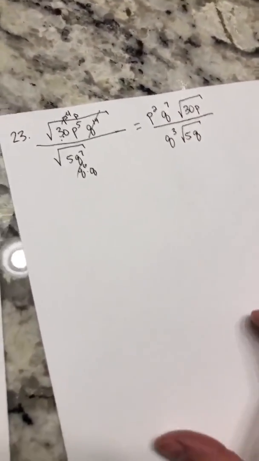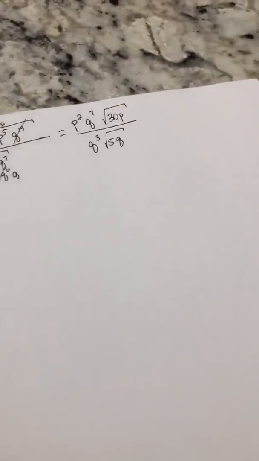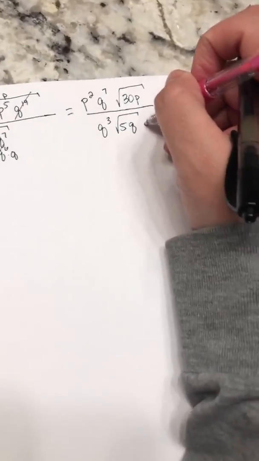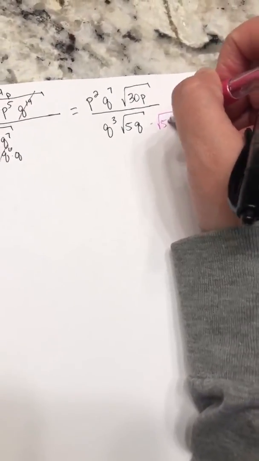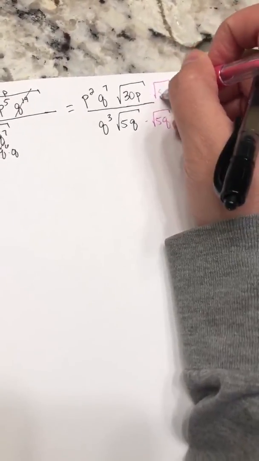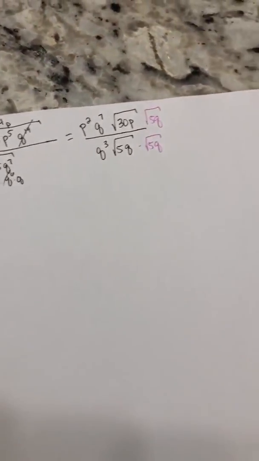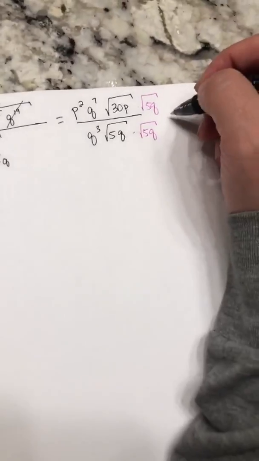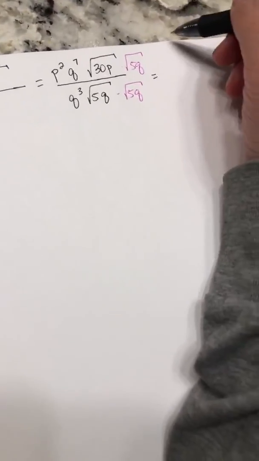And then going back to what we were doing before, where to get rid of the radical, you multiply the top and the bottom by the radical. You've got square root of 5q times the square root of 5q. And the reason you do that is because then they cancel each other out in the denominator. So you rationalize the denominator, you get rid of the radical.